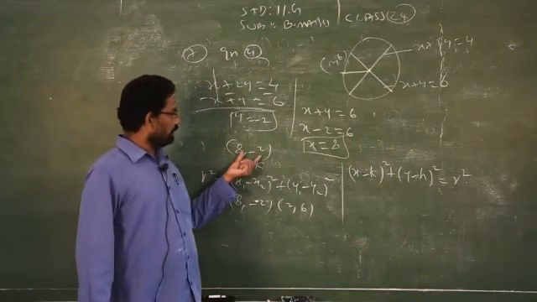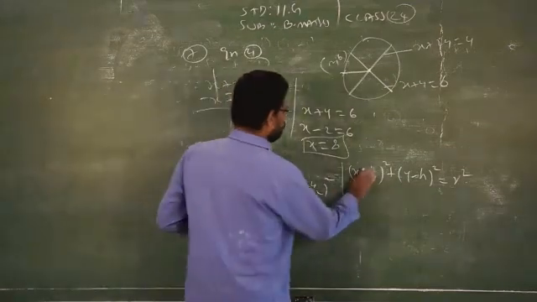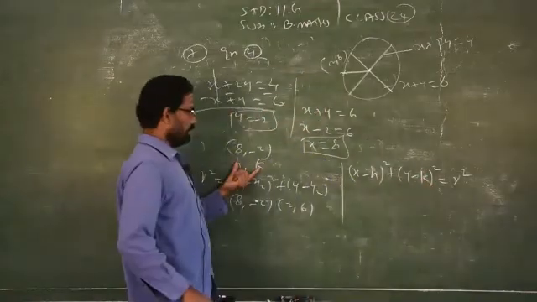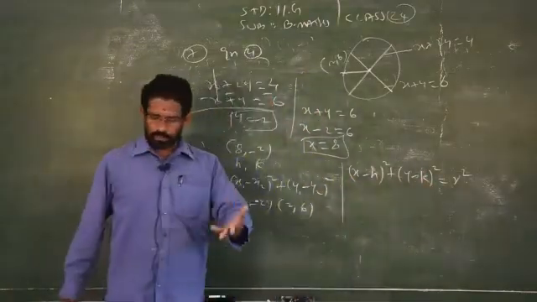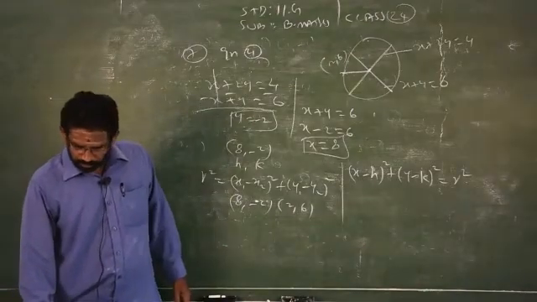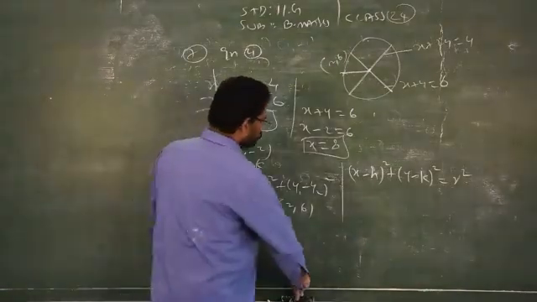Then I already have h, k, the center. So apply this formula like sum number 4, you will get the answer. Now sum number 8, this you have to do it.